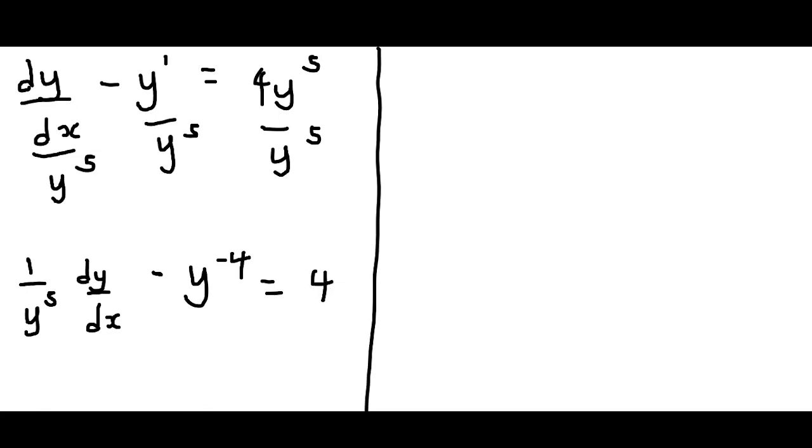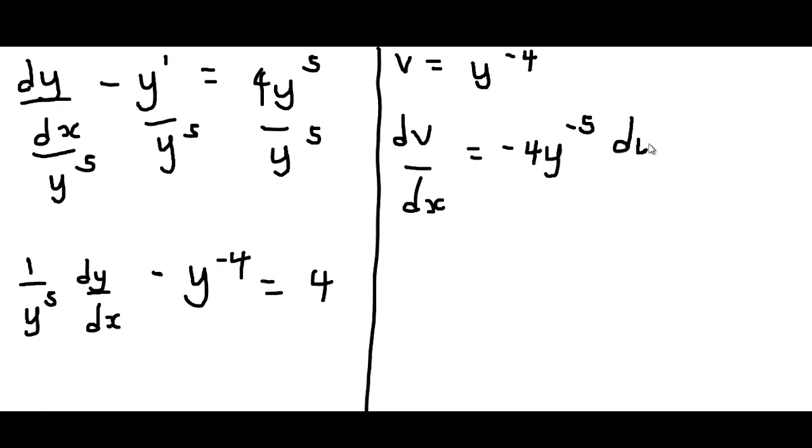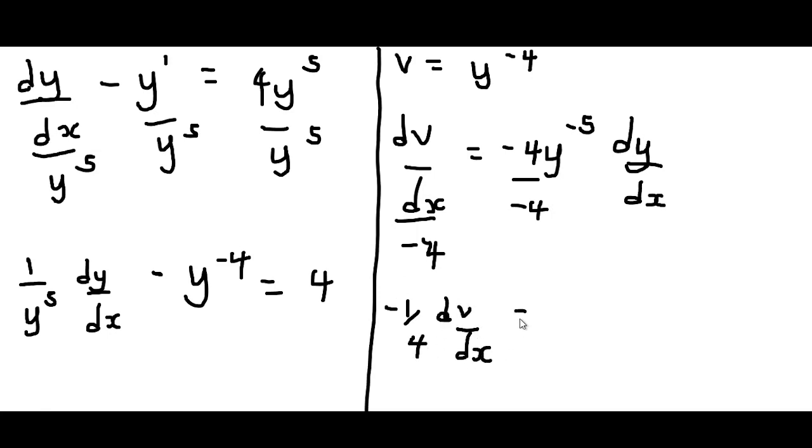We can say that our v is y to the power negative 4. Therefore, our dv over dx will be negative 4y to the power negative 5 dy over dx. So we divide this side by negative 4 to get rid of that negative 4 on the other side. So we are left with negative a quarter dv over dx equals y to the power negative 5 dy over dx.